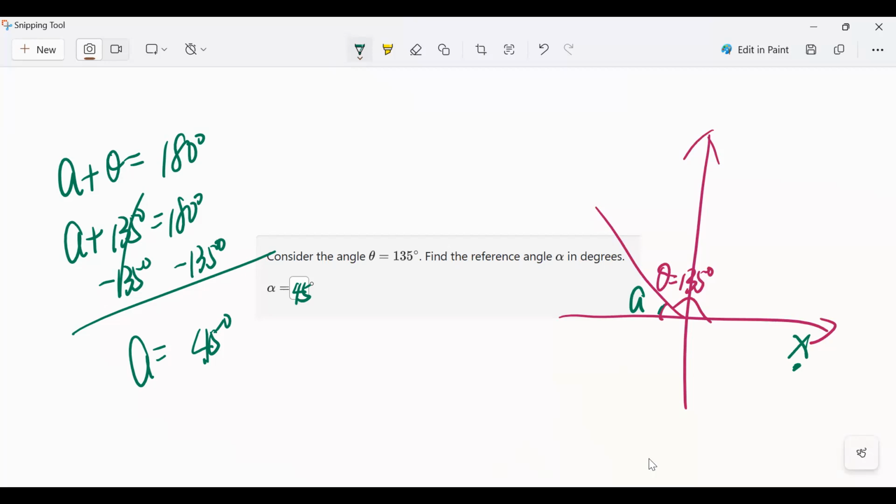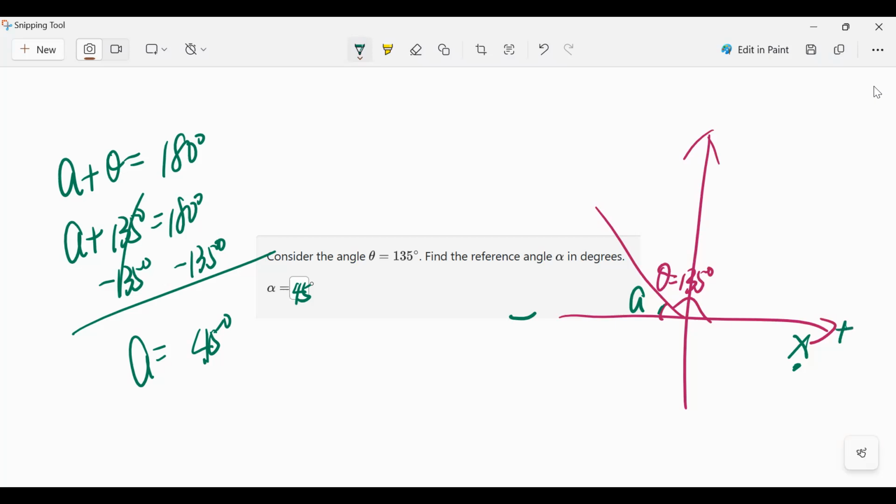Closer? What do you mean by closer? One more time. In the first question, it was in the fourth quadrant, and the nearest x-axis was on the right-hand side, but now it's in the second quadrant, and it's nearest to the left-hand side. Exactly. So if it's the second and third, it's always on the negative side. If it's the first and fourth, it's the positive side.